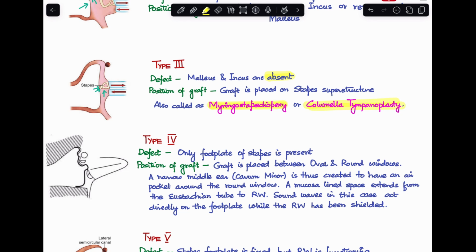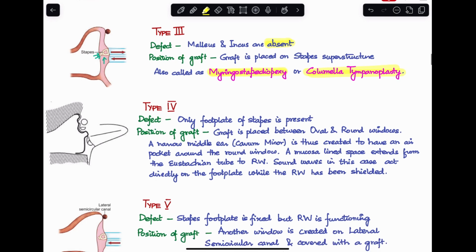Next, moving on to type 4. Now, in type 3 we saw that malleus and incus are absent. In type 4 we see that not only malleus and incus are absent but also the stapes suprastructure is absent. So what we see here is only the footplate of the stapes is present. In this case, it is much more difficult.